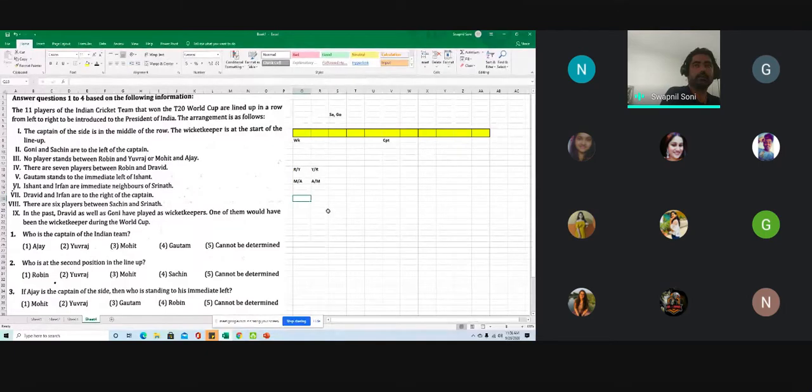There are 7 players between Robin and Dravid. Between Robin and Dravid there are 7 players. So now let's combine the two pieces of information, statement 3 and statement 4. If I place Robin over here, 1, 2, 3, 4, 5, 6, 7, Dravid will be here.